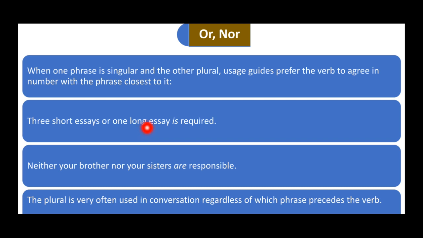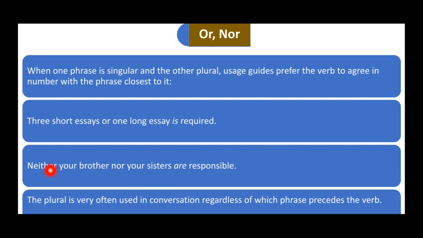We have here two noun phrases. One is 3 short essays and the second one is 1 long essay. 3 short essays is plural while 1 long essay is singular. Because it is close to the verb is, that's why we use here the singular verb, right? 1 long essay is required.